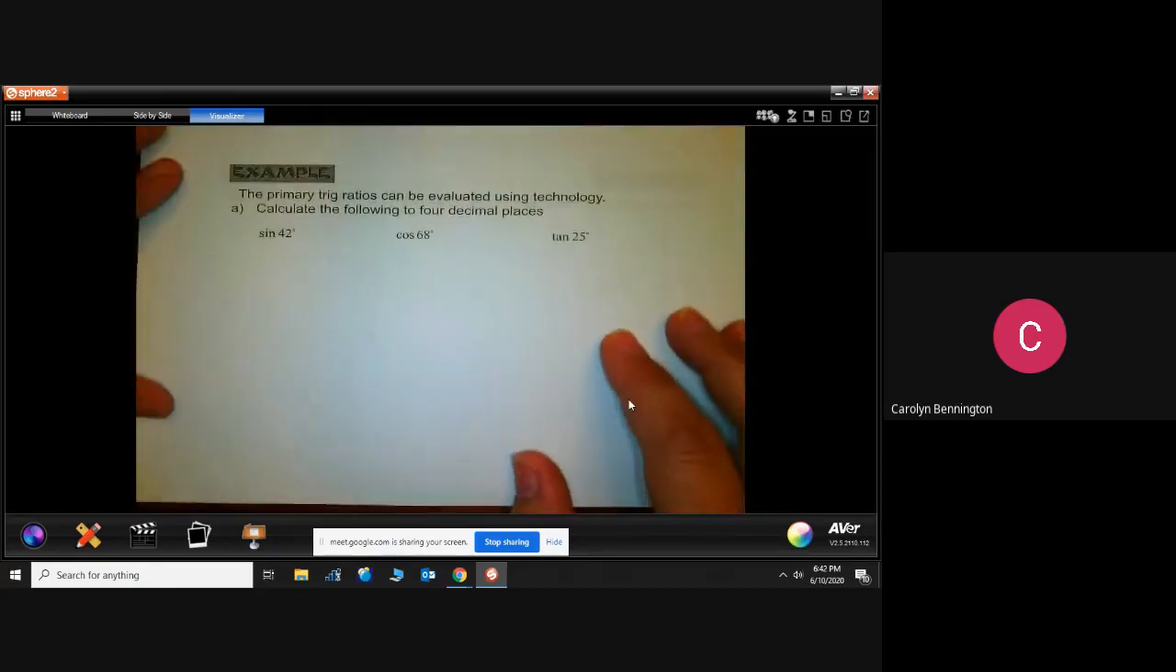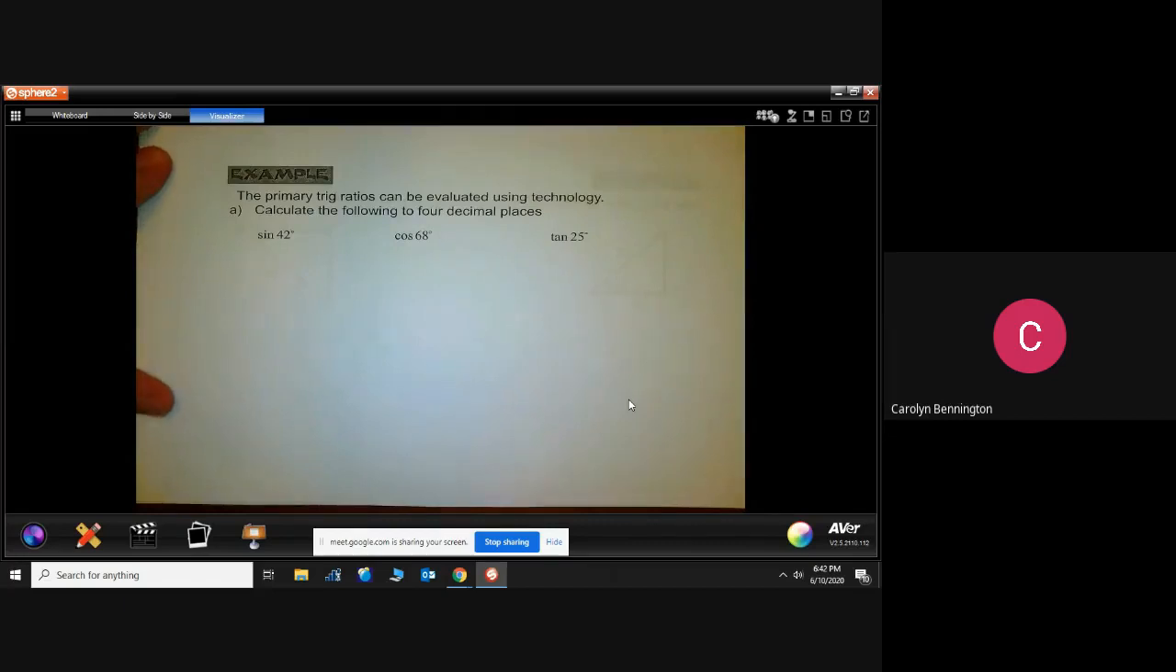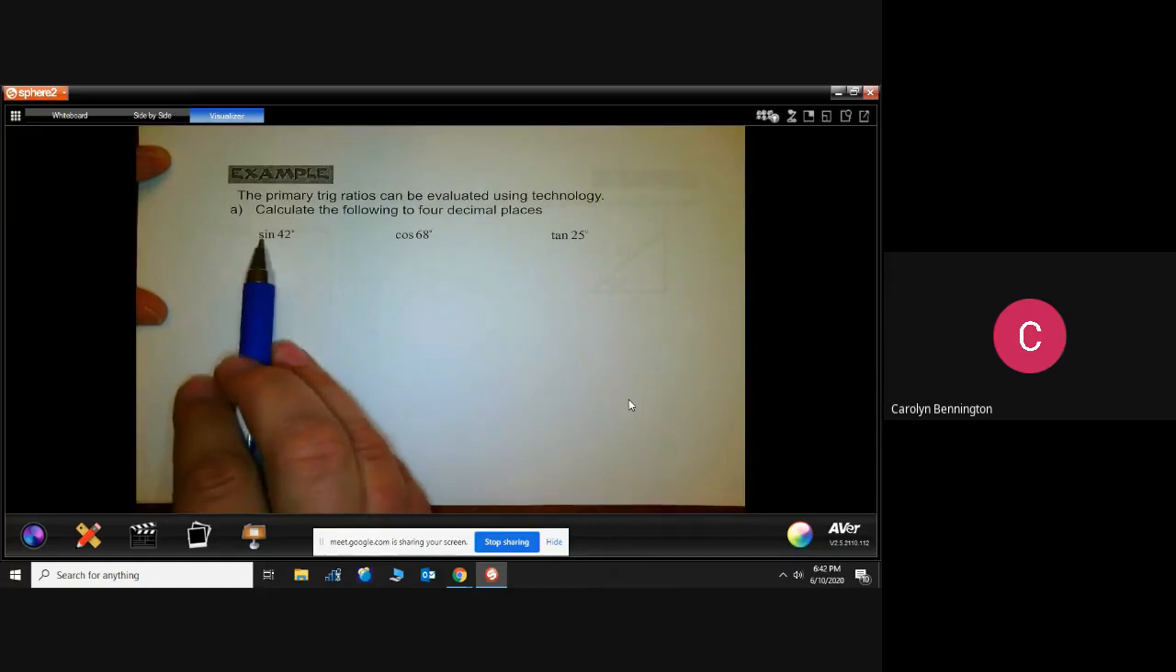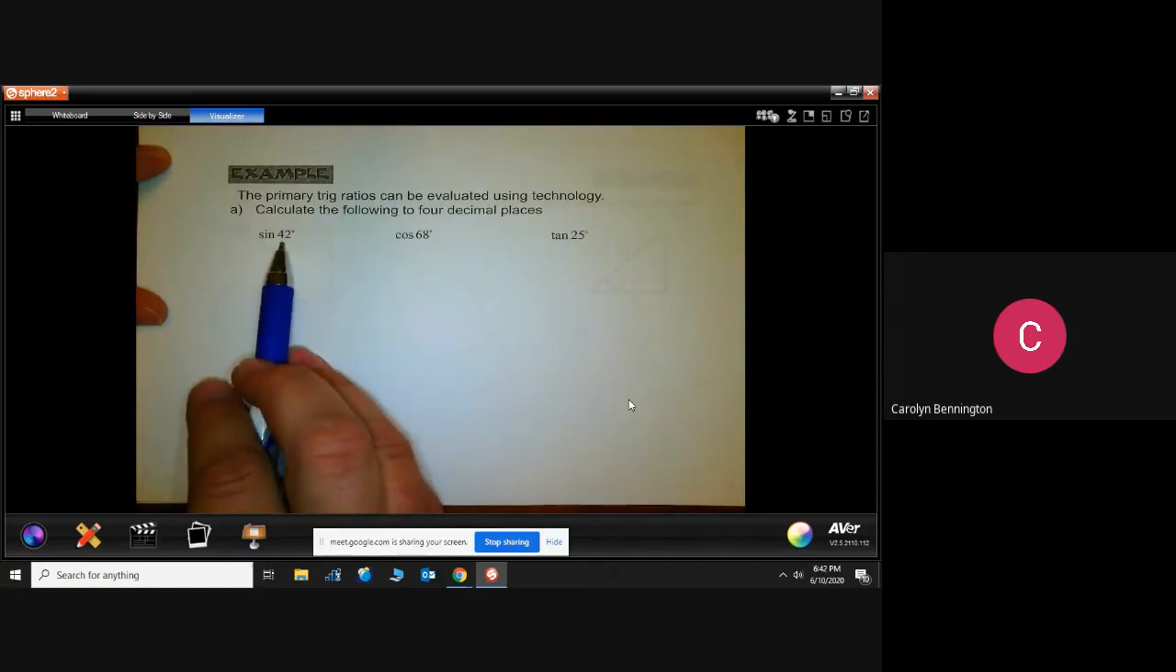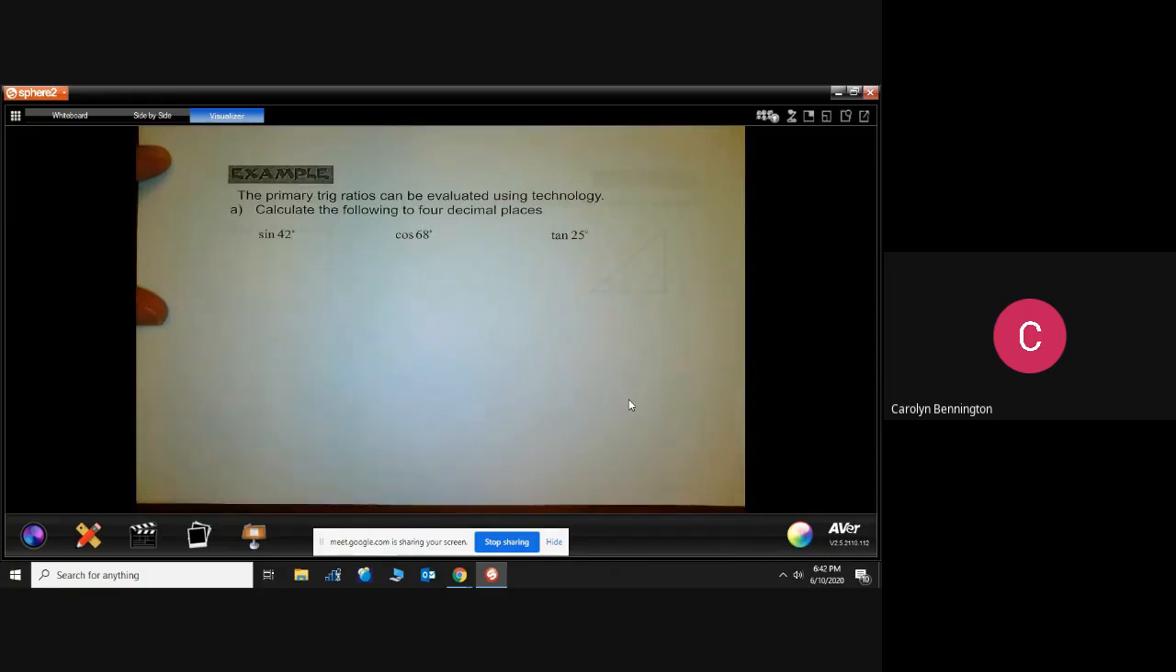Okay, so we're going to use our calculators to figure out our ratios for these three examples. So sine 42 degrees, cos 68 degrees, and tan 25 degrees. Every calculator is a little bit different. You just have to figure out how yours works. Sometimes you just type in sine and then 42 and press equals. Other calculators, you might have to type in the 42 and then the sine. It totally depends on the calculator that you're using.